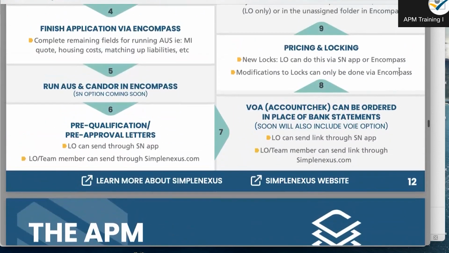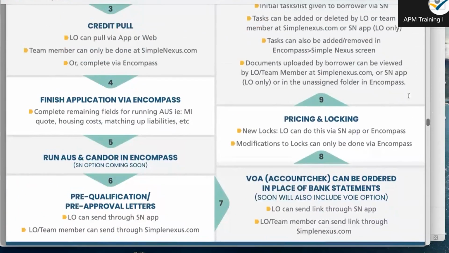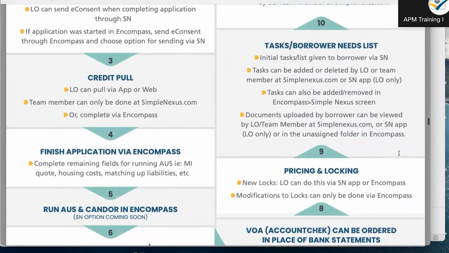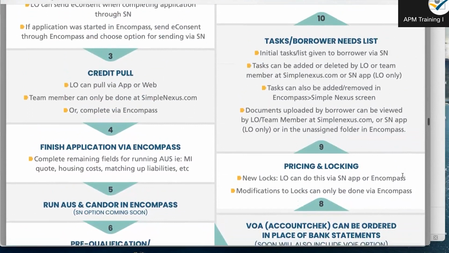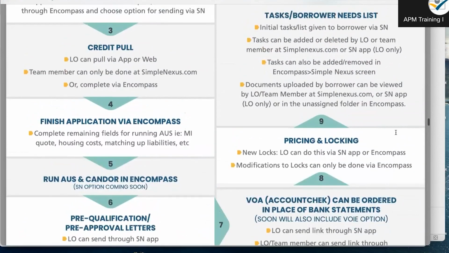And we're going to go into more detail on how to do that later. We're just going over basically the workflow on, okay, what can you do inside of SimpleNexus and what can you do inside of Encompass? Which of course you can also order this from inside of Encompass as well, but it's important to point out what you can accomplish in SimpleNexus.